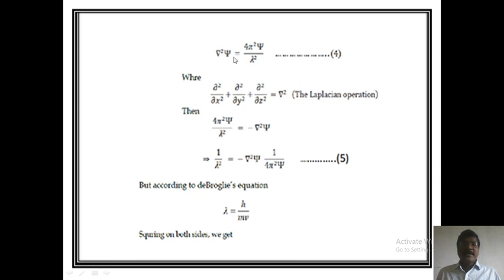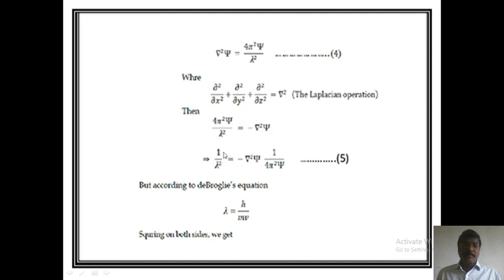Del square psi is equal to 4 pi square psi by lambda square. This is equation number 4, where dou square by dou x square plus dou square by dou y square plus dou square by dou z square is equal to del square. This is a Laplacian operation. Then 4 pi square psi by lambda square is equal to minus del square psi.